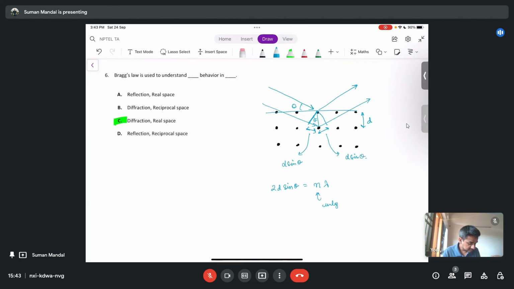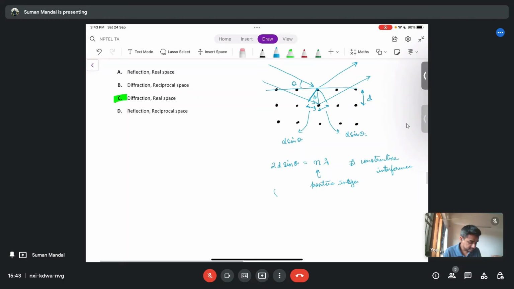If it's an integer, then we'll see constructive interference, which results in diffraction.